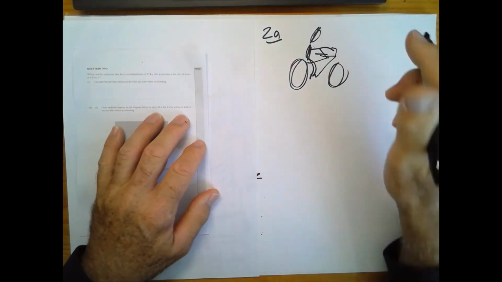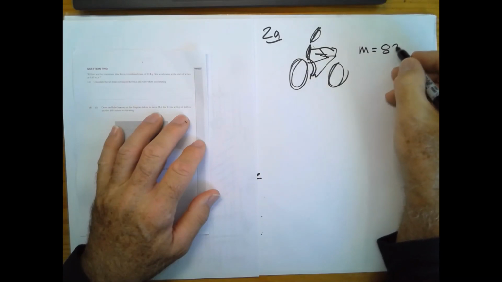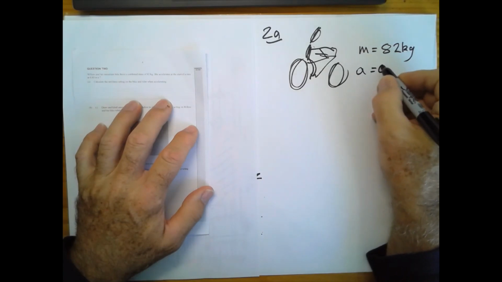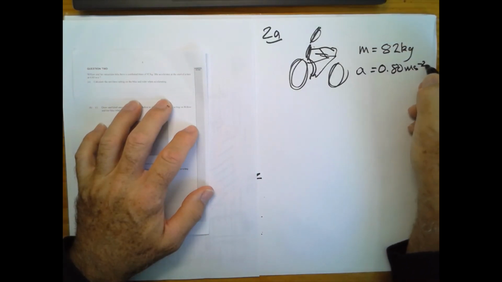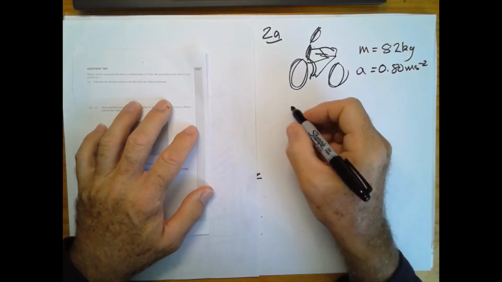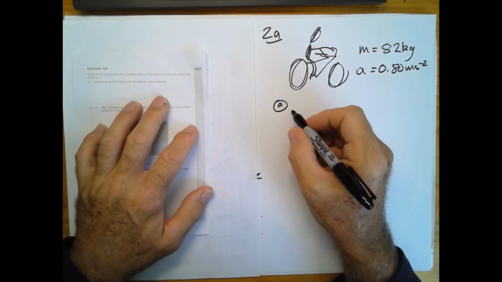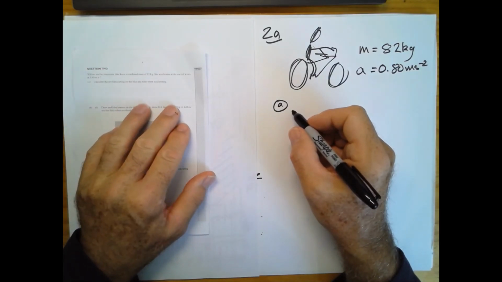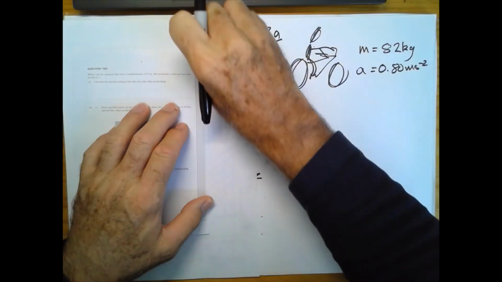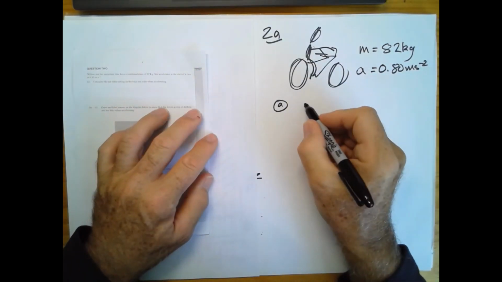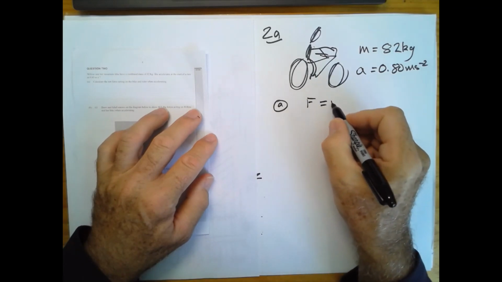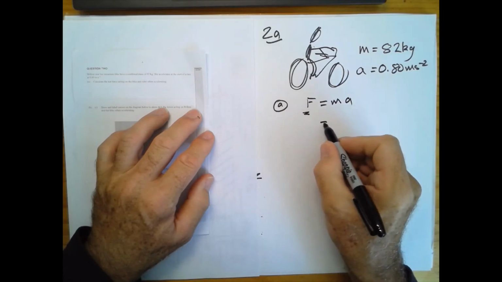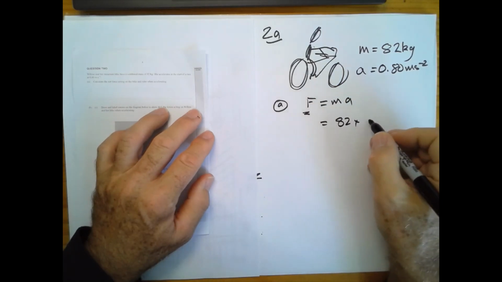Willow on a bike, they've got a combined mass of 82 kilograms, and she accelerates at the start of a race at 0.80 meters per second squared. Question A, calculate the net force acting on the bike and rider when accelerating. Now we can go straight to our equation. Remember our equation, F is equal to mass times acceleration. We want to calculate the force. So it's equal to mass 82 times 0.8.